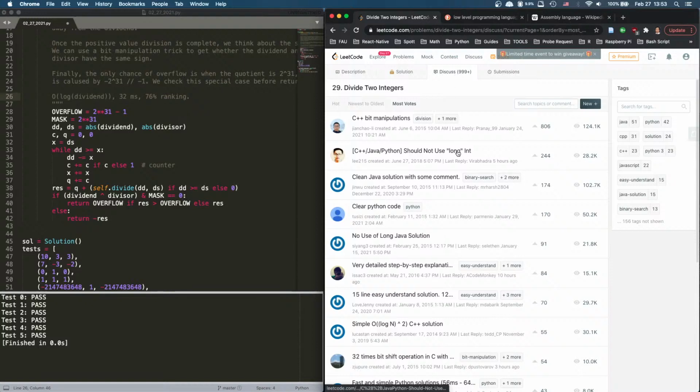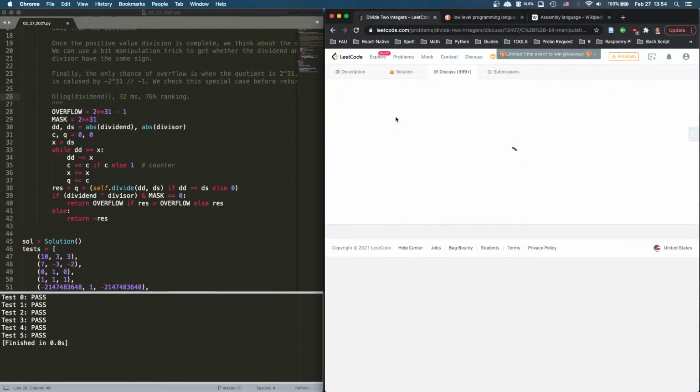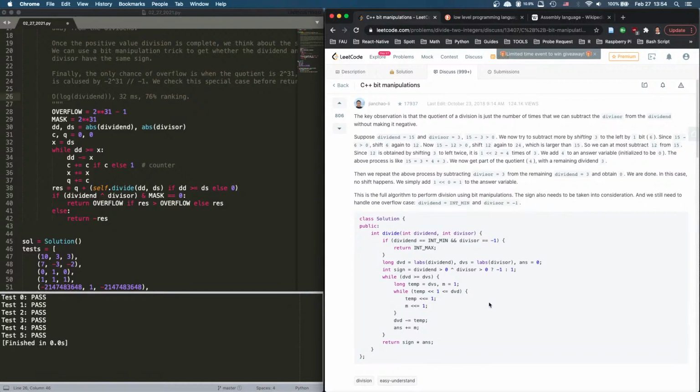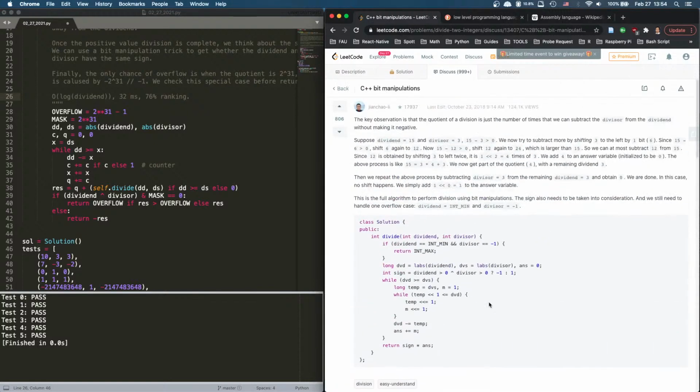It should not use long int. Yeah, you cannot use long int because you cannot store the overflow. Clear Python code. Bit manipulation. It's a lot of shift. Subtract by shifting 3 to the left by 1. Oh yeah, shifting is multiply.